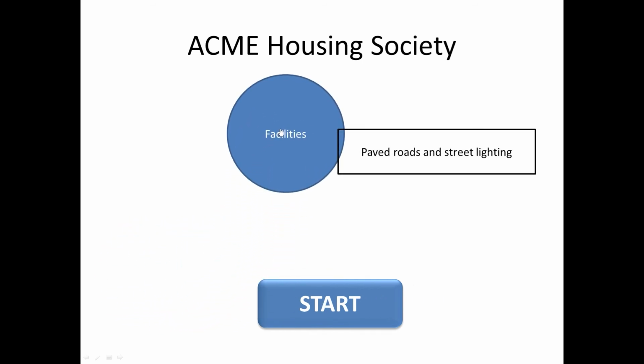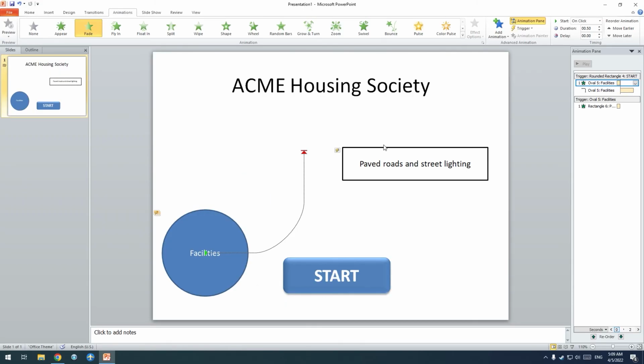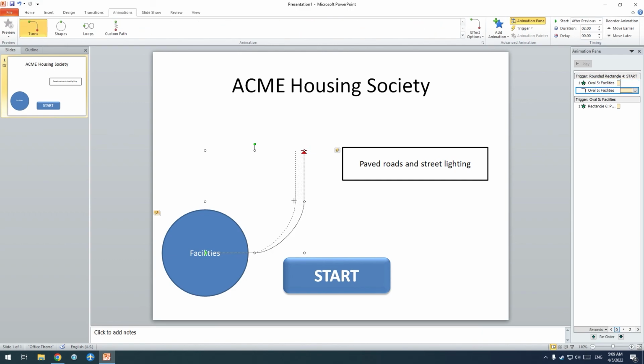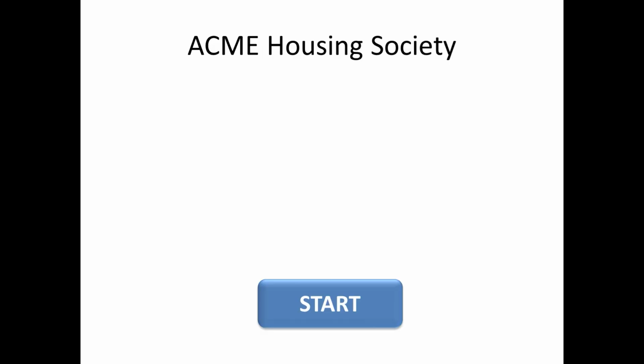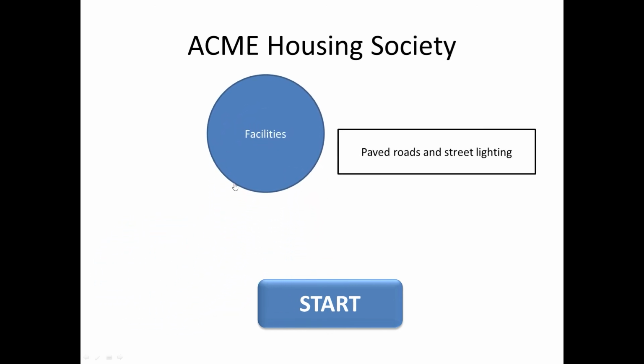And as you can see, the fade animation for the circle and the turn animation for the circle will only begin once I click on the start button, and the rectangle with the text, paved roads and street lighting, will only appear once I click on the facility circle.